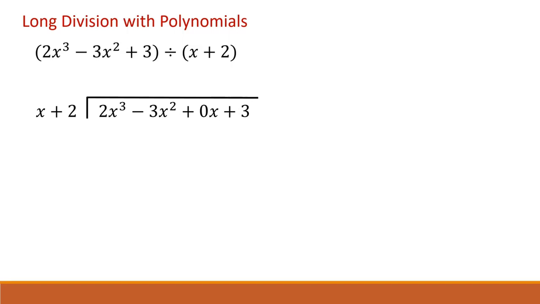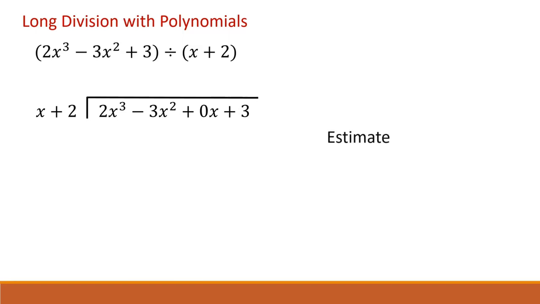So we have an x to the third term in the 2x to the third. We have an x squared term, that's the minus 3x squared, but we're missing an x term in our dividend. So we're going to add in a 0x to our dividend, which does not change the dividend at all. We're basically adding a 0 to it. But we need that as a placeholder term as we do our division.